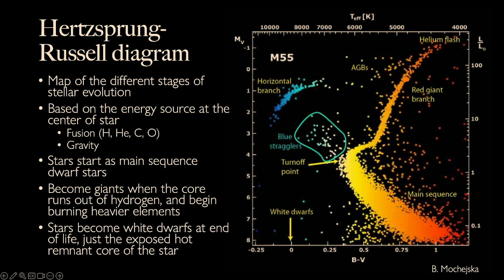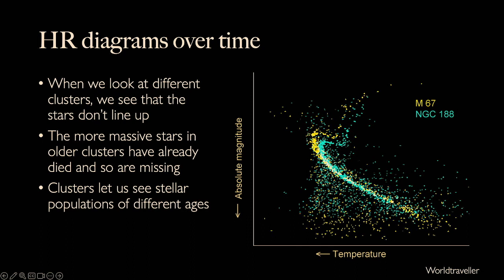So much like before, where we went from a single image to looking at images over time, what if we start looking at different clusters together? When we look at different clusters, what we end up seeing is that not all of the stars line up with each other. On the diagram to the right, there are two open clusters, M67 and NGC 188, and their stars are plotted on an HR diagram. And you'll notice that the main sequence, the lower part of it, lines up quite well.